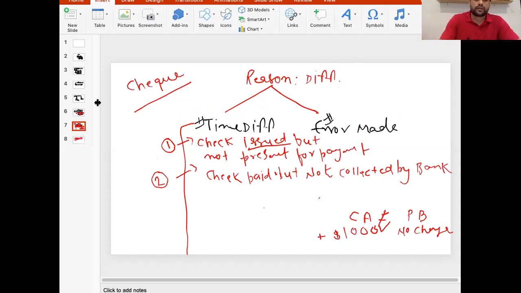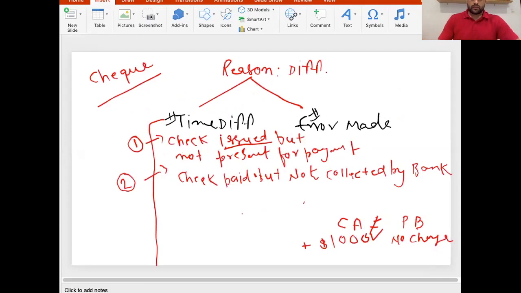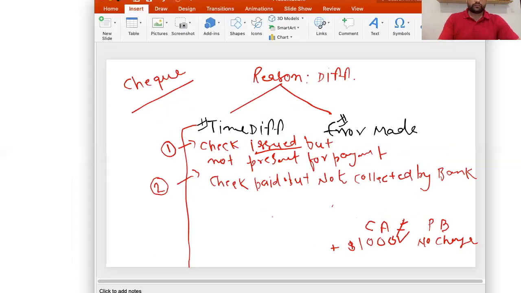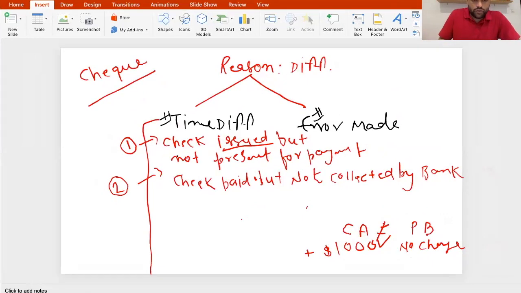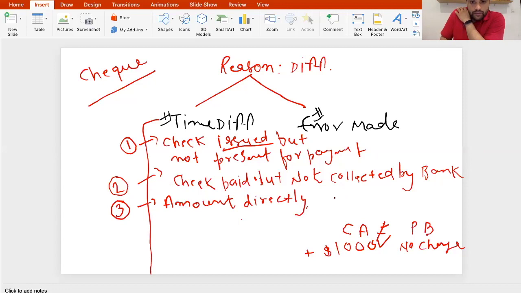Now we go back to our next one. Okay, so number three. Number three is amount directly debited by bank, right?